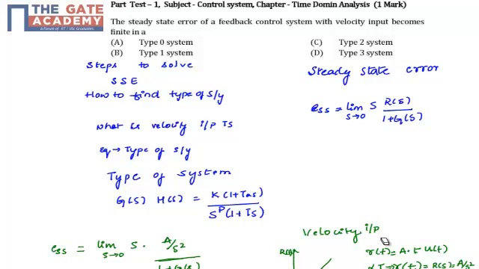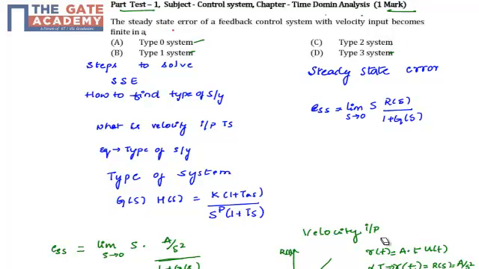Hello, this question is from part test 1, subject control system, and chapter is time domain analysis, and this question is for 1 mark. The given question is: the steady state error of the feedback control system with a velocity input becomes infinite, what is the type of the system? Is it a type 0 system, type 1 system, type 2 system, or type 3 system?